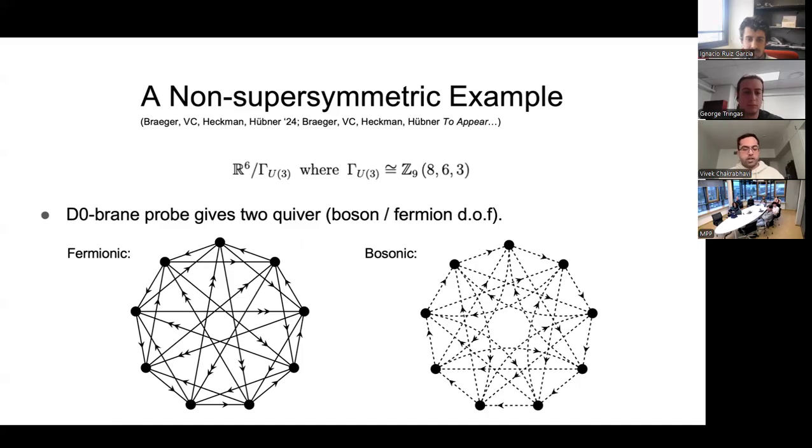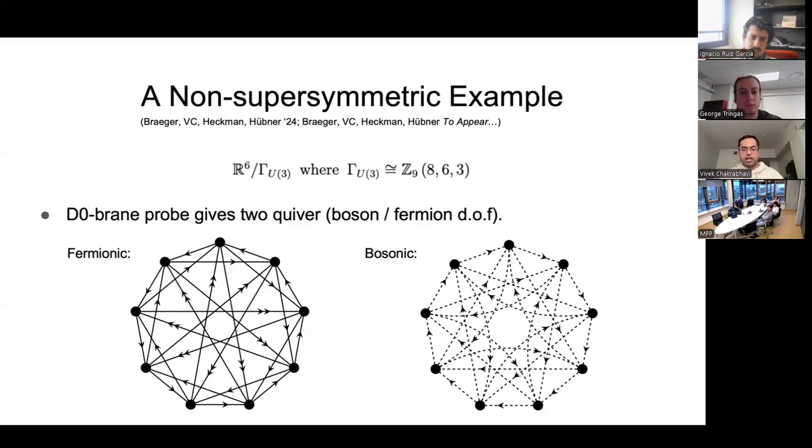But let's try to set up the problem by first looking at the quiver and seeing which one agrees with the geometry. And in particular, we already notice a problem when we take a D-brane probe because of the lack of supersymmetry. In particular, the fermionic degrees of freedom and the bosonic degrees of freedom don't match. And so I get two different quivers, one associated with the fermions, one associated with the bosons. So two different quivers means two different adjacency matrices, which means two different Dirac pairings. And so immediately we need to figure out which one to use, or should I use a composition of the two?